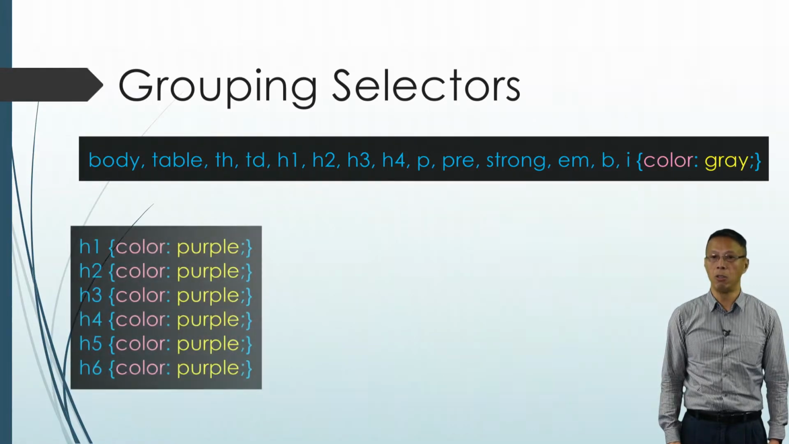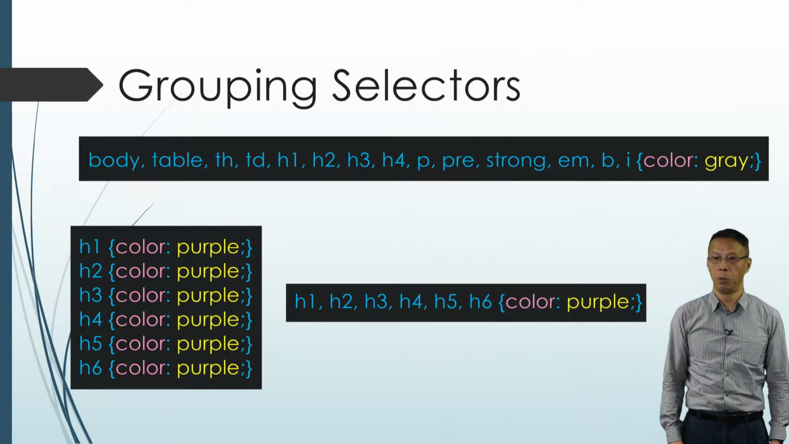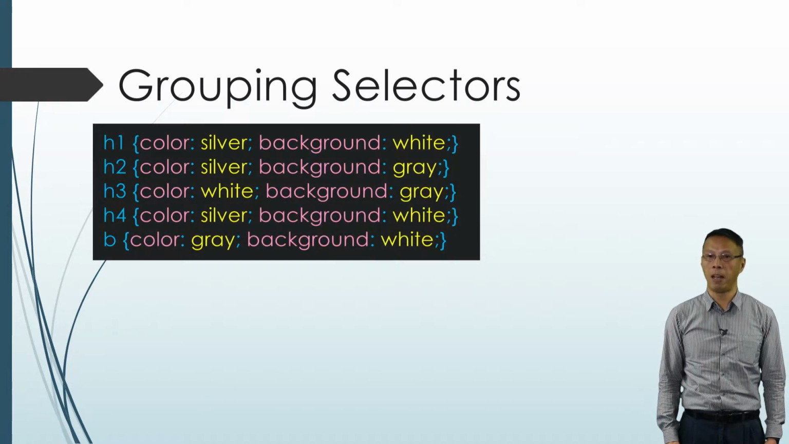Now, to look into another example, here we have different rules. H1, H2, all are specifying the color as purple, so H1 to H6. Now, to simplify or to group the selectors, we can introduce the use of commas: H1, comma, H2, H3, H4, H5, and H6. Now, here we can see more examples of specifying the grouping of the selectors.